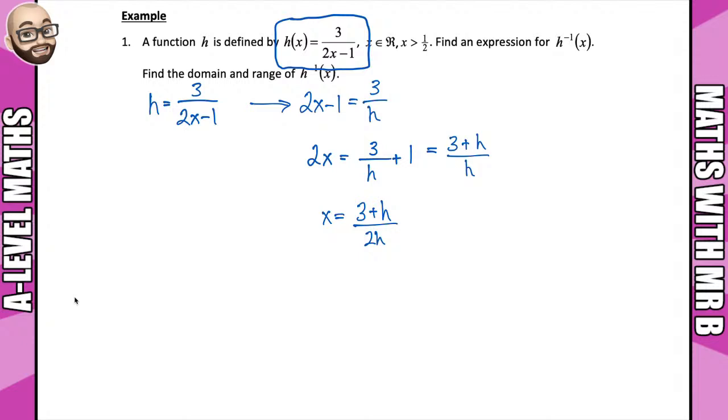So this here is the inverse function, and all we do now to write it in its proper form is we change this x back to h minus 1 of x. So the inverse function is, and then what we do on the other side is anywhere there's an h, we change them back to x's. So 3 plus x over 2x.